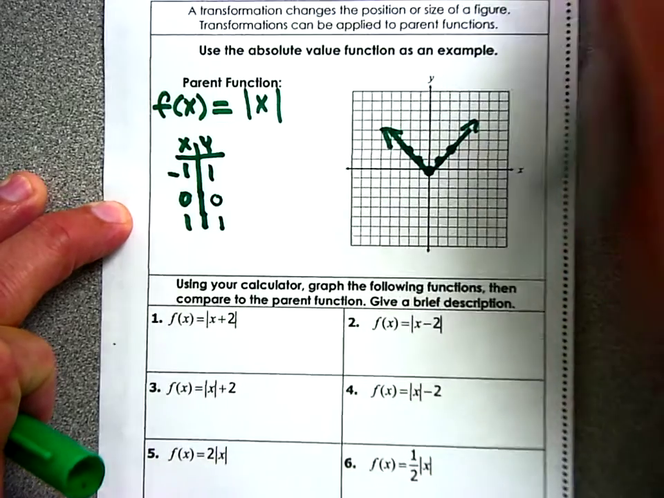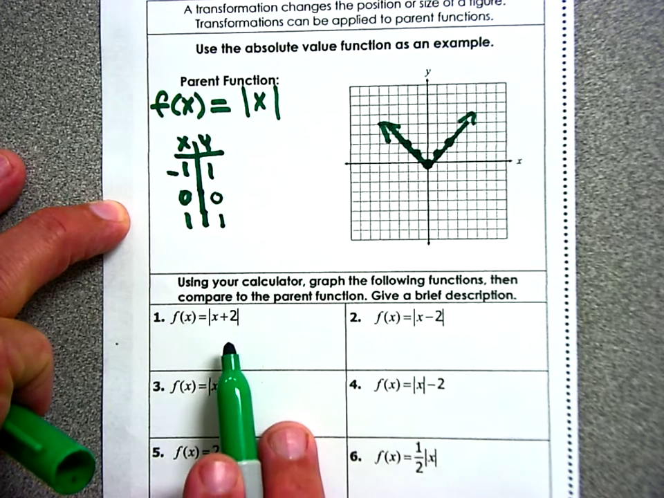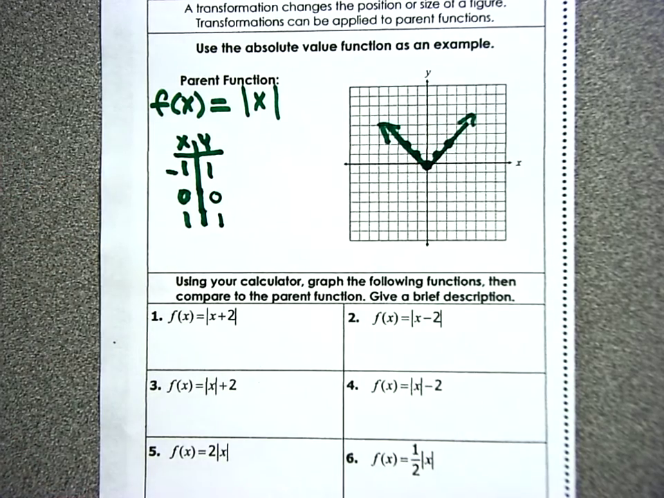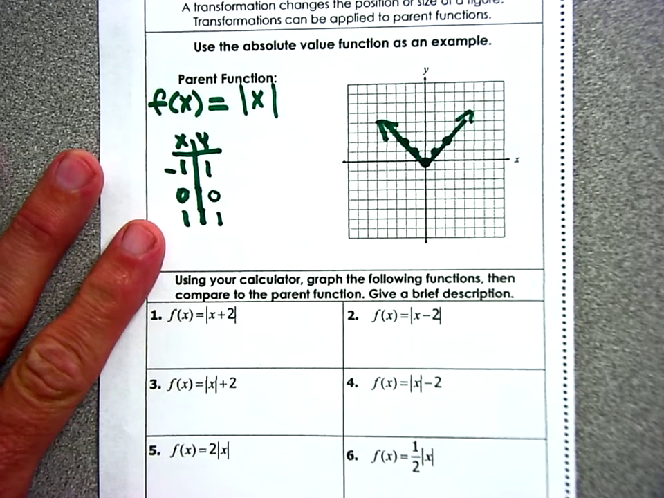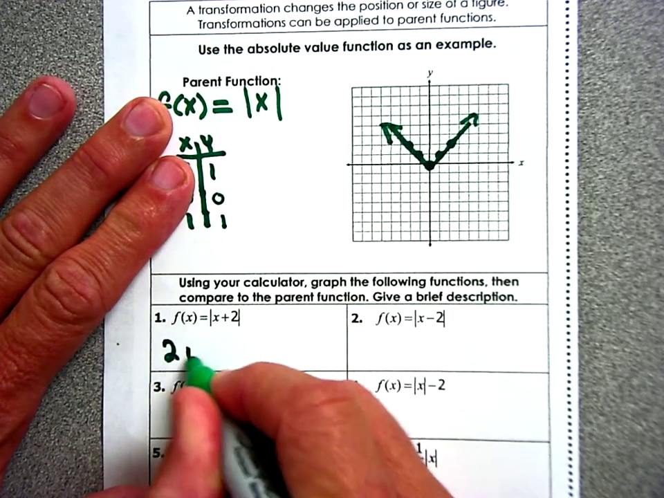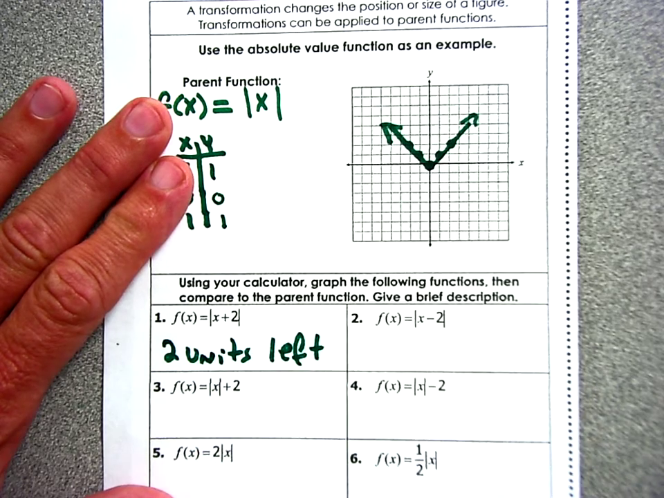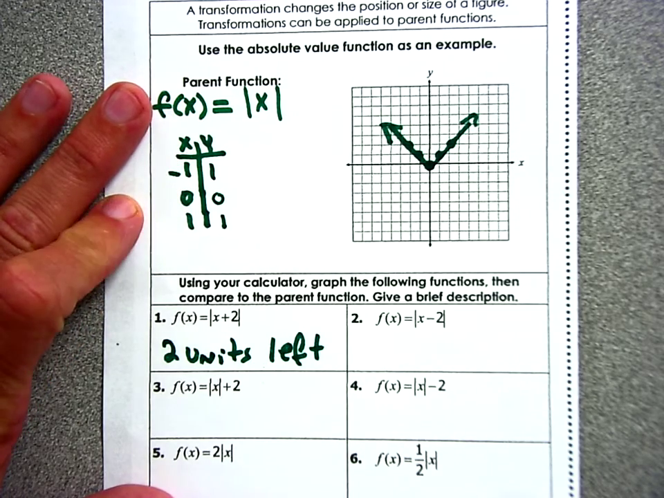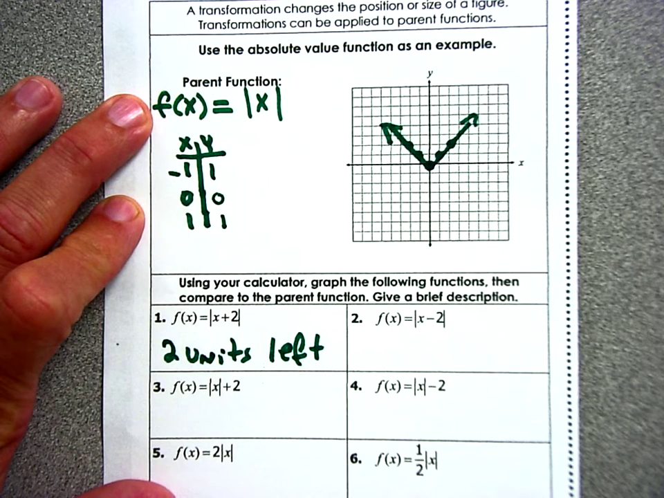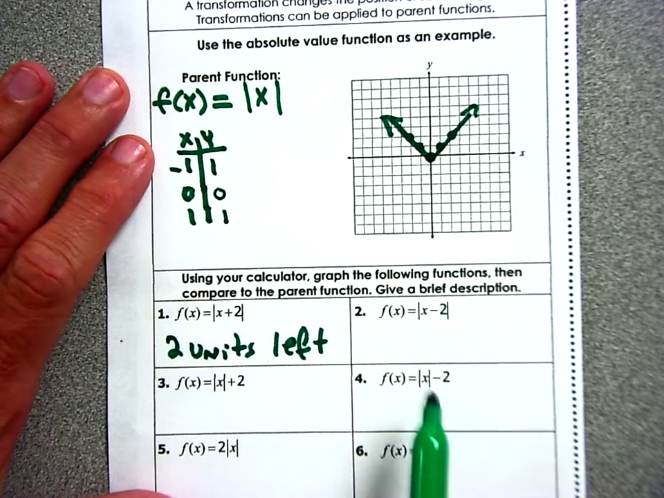The first thing they want to know is, you have f of x equals absolute value of x. What if I put a plus 2 inside the absolute value bars? Look at your notes that you just took. That's inside the operation. It's plus 2. Yes, it's going to move 2 units left. If you've downloaded Desmos, like I told you, type in y equals absolute value of x, then type in y equals absolute value of x plus 2 and see what happens.